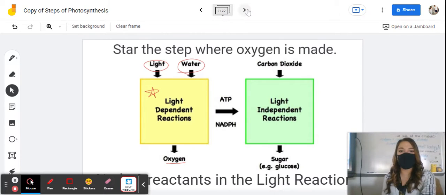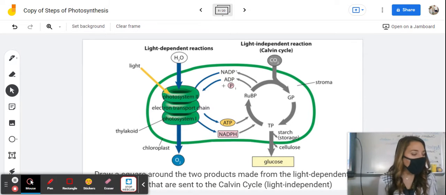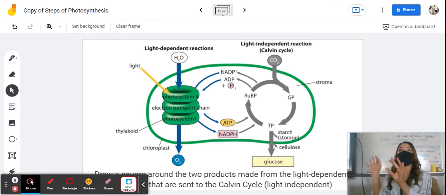On slide 8, we're looking at the big picture again before we move on. We are looking at the left side, light dependent. We need light. We need water. And I said, draw me a square around the 2 products that I make in the light dependent reactions that ultimately get sent to step 2. So again, for the 5th time, Shea, what am I making in step 1 that I'm going to just send to step 2?